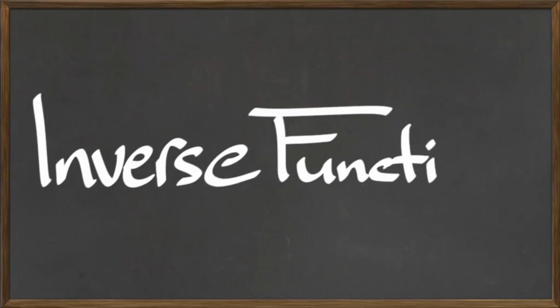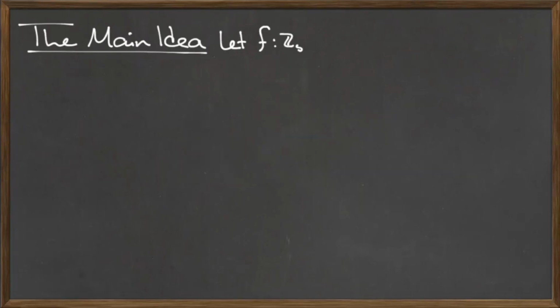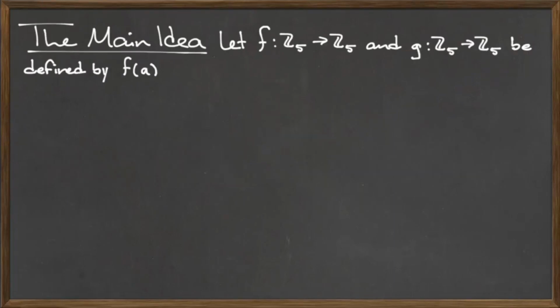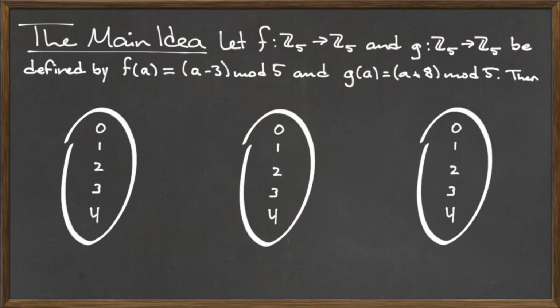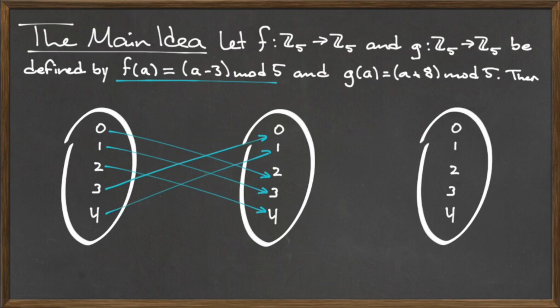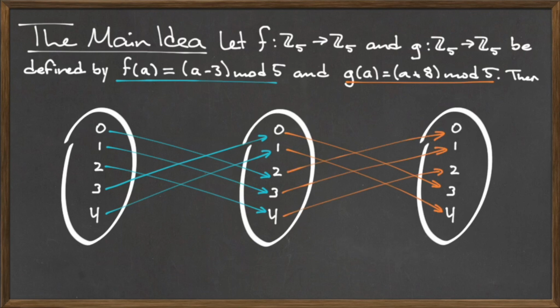In this video, we will discuss inverse functions. To illustrate the main idea, let's do a small example. Let f be a function from Z5 to Z5 given by f(a) = a - 3 mod 5, and let g be a function from Z5 to Z5 given by g(a) = a + 8 mod 5. Let's consider the composition g compose f.